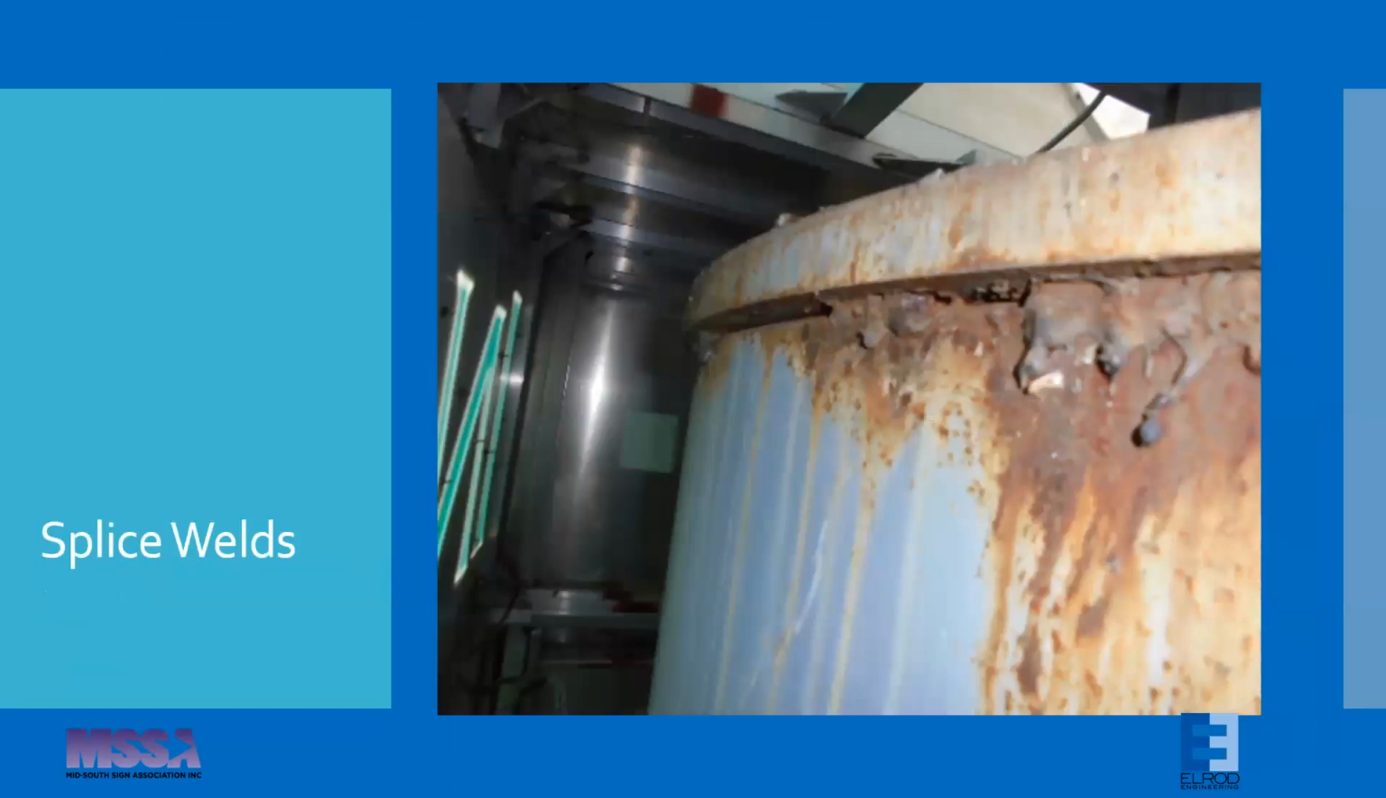This is another example of a splice weld where you can see the majority of the lower weld at the bottom of that rain cap is missing. And that creates a significant weak point in the sign because you don't have a good connection between the upper stage and the lower stage.